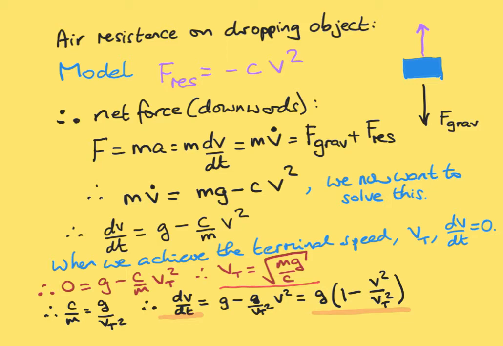So what we've done on this slide is we've modelled air resistance in this way. We've generated a differential equation, introduced this concept of terminal speed, the speed that the object is approaching for large times, and we've generated this equation. And let's now try to solve this equation on the next slide.